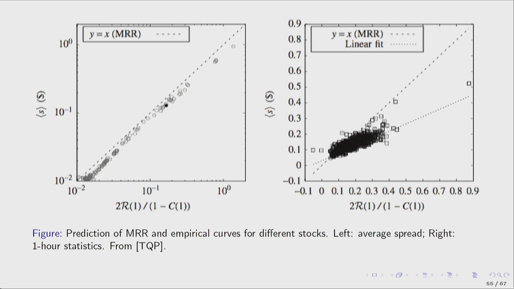When this quantity here is small, spreads are larger than they should be according to this model, and here they are below what they should be. So this simple model carries the same message as the propagator model: overall it can give good predictions, but if you look at the dynamics on short scales, it is not able to describe what's going on, because the correlations are different.